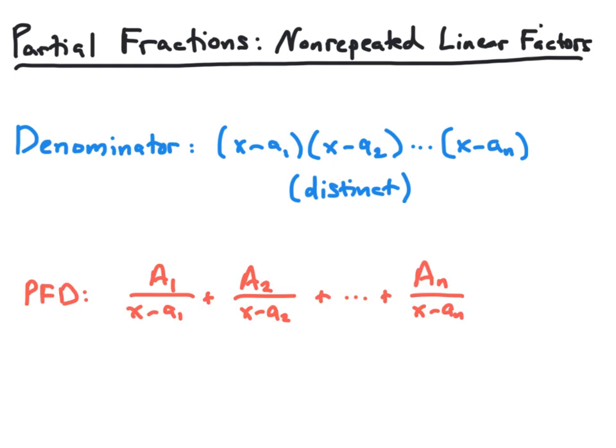We know that in this particular case, the partial fraction decomposition for a rational function will have the following form. We'll have a constant a1 over the factor x minus a1, plus another constant a2 over x minus a2, all the way up to a constant a sub n all over x minus a sub n. We now look at how to use this partial fraction decomposition to rewrite our integrand and evaluate our integral.